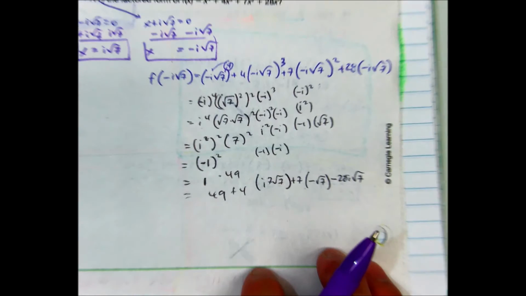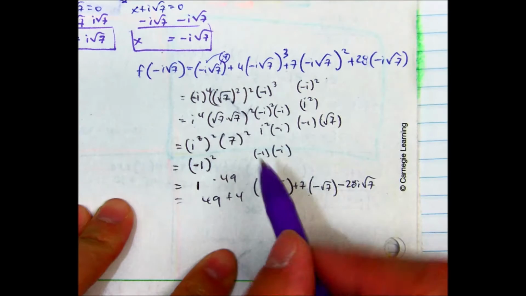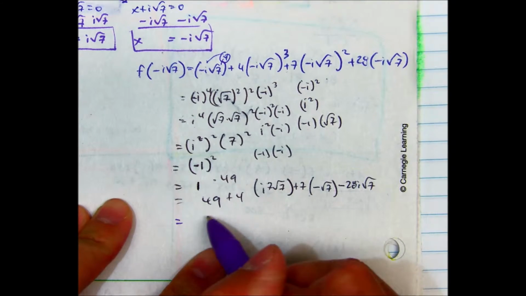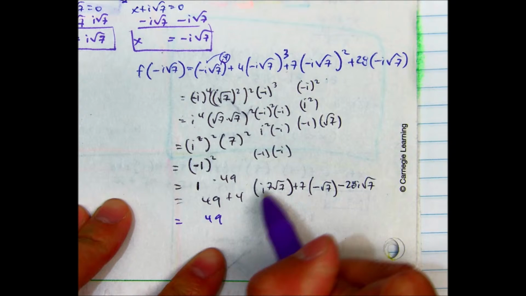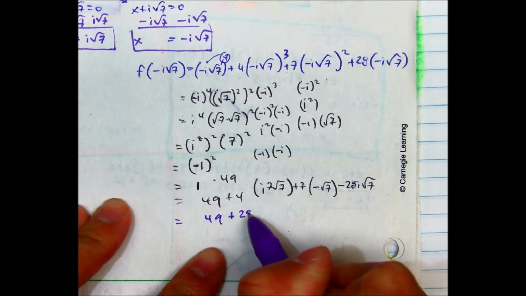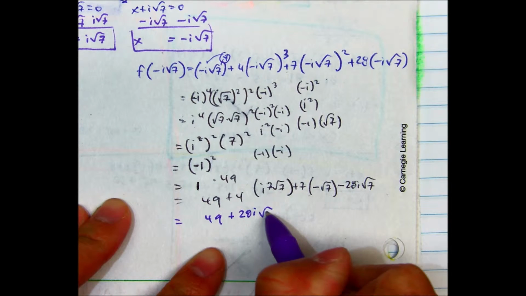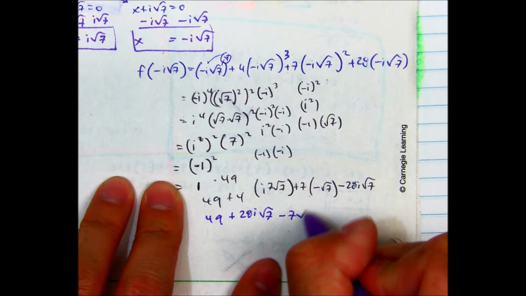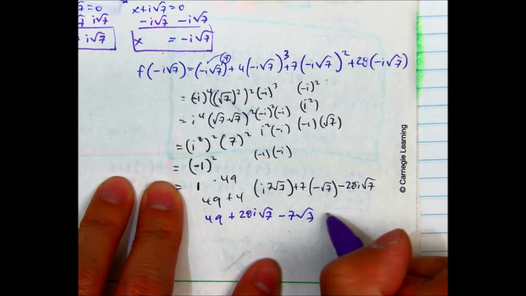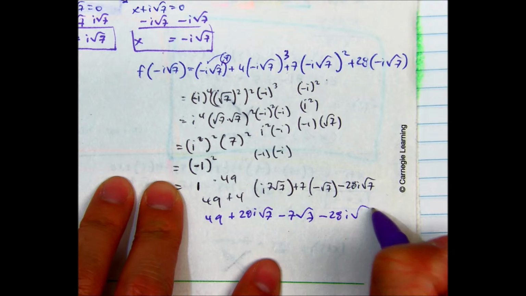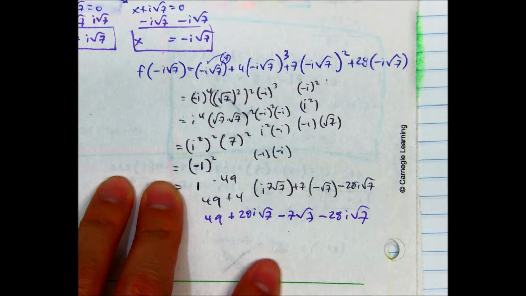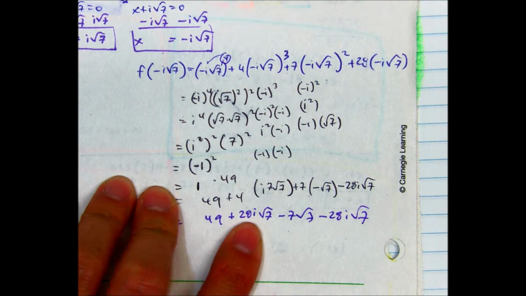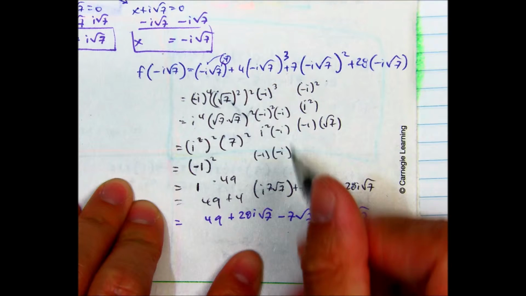All right, let's go ahead and simplify those. So this will be 49, this will be 4 times the 7, which becomes 28, and you still have the i there. This becomes negative 7 radical 7, and this one is negative 28i radical 7. And so if you simplify those, you recognize this is a positive and this one's a negative, so these will cancel.